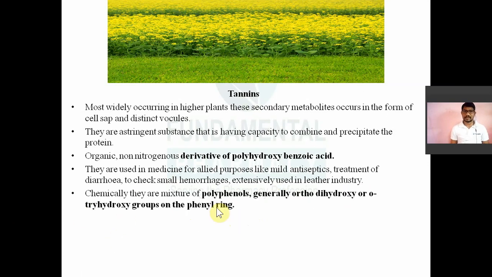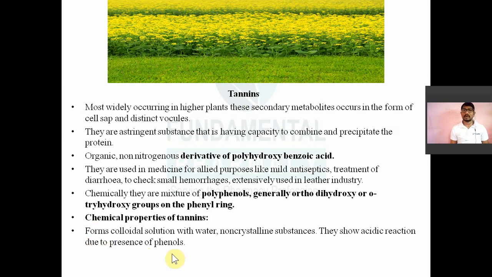Chemically, they are a mixture of polyphenols, generally with ortho, diortho or tetrahydroxy groups on a phenyl ring. So the phenyl ring will have 2, 3, or 4 hydroxyl groups. The simplest kind of tannin is the catechol nucleus. So catechol.